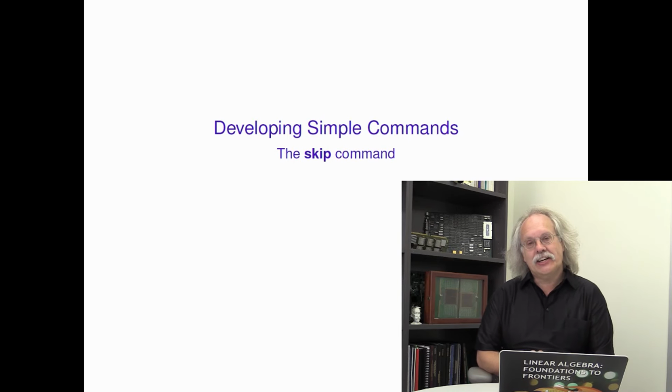Okay, so now we are going to see how we can push what we learned in week 2 a little bit further. And the purpose now is going to be to do true goal-oriented programming, where we develop the program hand in hand with its proof of correctness. And just like in week 2 we started simple, we are going to start simple this time as well. And we're going to look at the skip command.